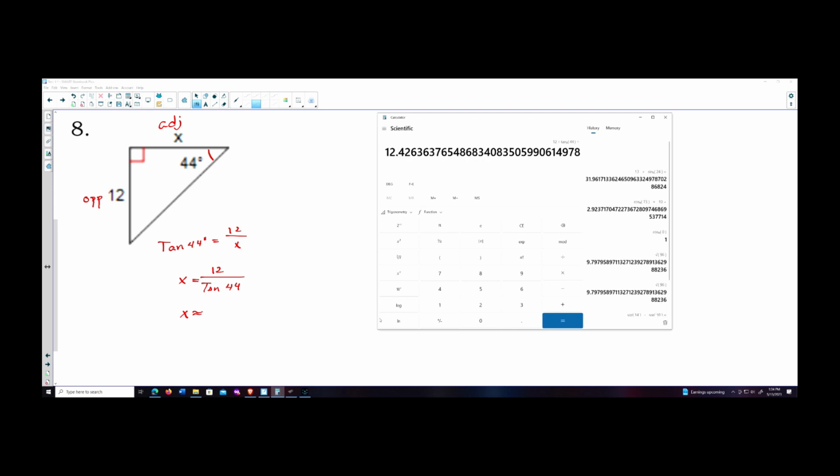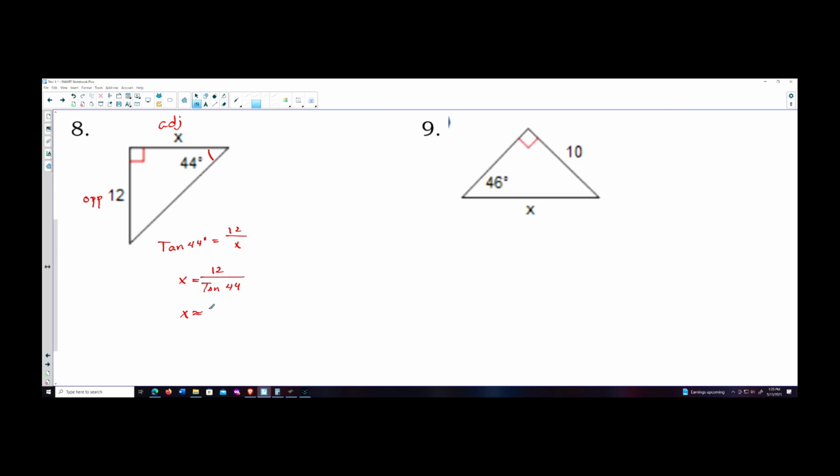That's tangent, so it's 12.42, so approximately 12.4 to the nearest tenth. That's 12.4 units. That's my answer for number 8. For number 9, the same.